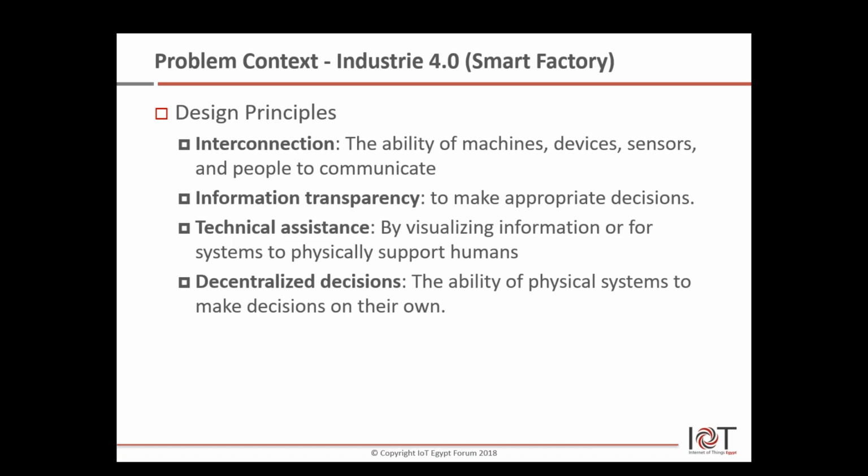Finally, the fourth one is decentralized decisions. Each machine is a smart machine with the ability to make decisions on its own. That's again the same example of overheating, where the machine takes the decision to start cooling, for example. So that's at a high level the industry, the problem domain or the problem context that we are talking about. So what are the functional requirements, what do we need to implement in our solution?